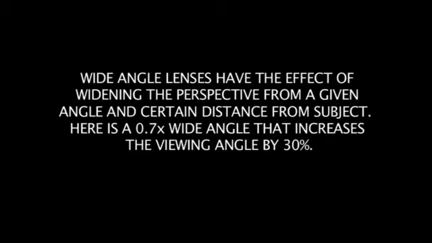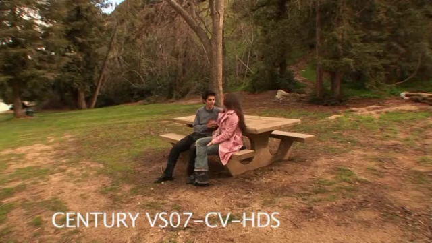So this is not actually a lens, this is a converter. It converts the existing lens that's attached to the camera and makes it 30% wider. It's called a 0.7x. Here's what it actually does.